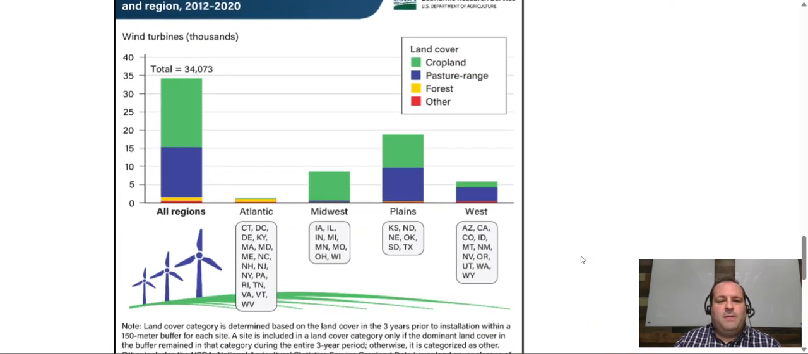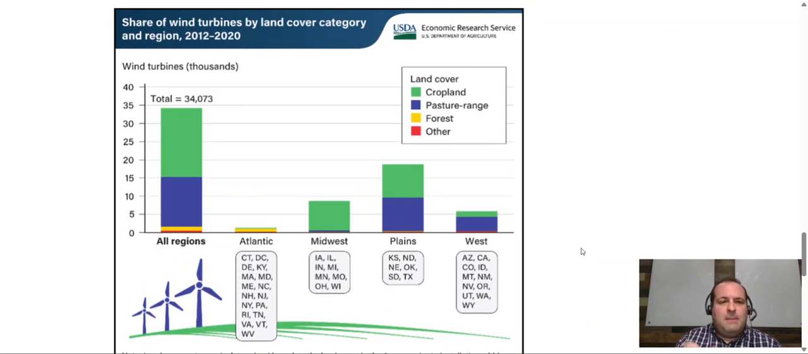But if you look at wind turbines over the same time period, looking at where the wind turbines are and their count, in the thousands of them, we see a whole lot more wind turbines over here in the Plains, followed by the Midwest and the West, and then the Atlantic. So what's setting up here is this difference, this geographically different footprint for these two types of projects.